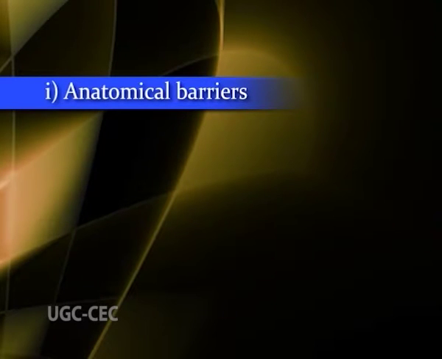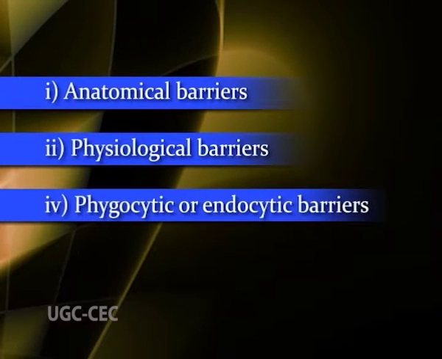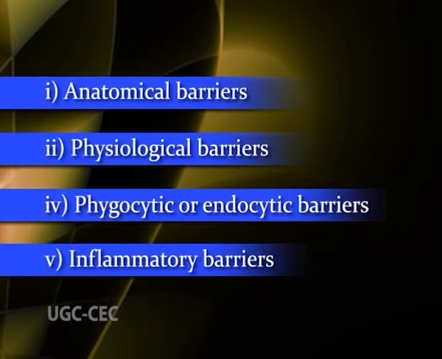foreign molecules. The innate immunity is composed of four types of defensive barriers: anatomical barriers, physiological barriers, phagocytic or endocytic barriers, and inflammatory barriers.